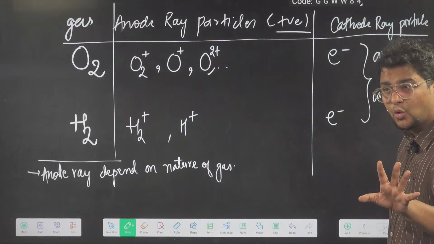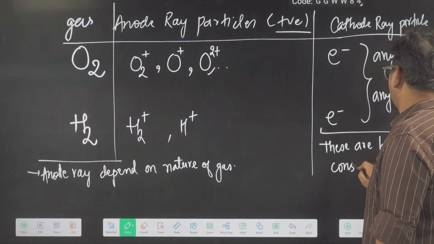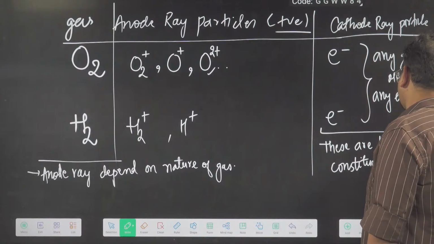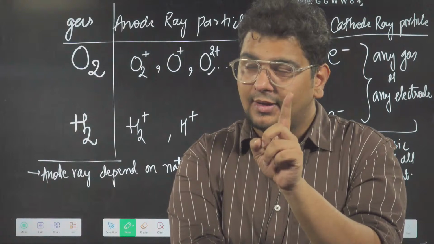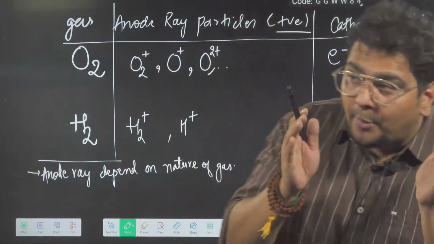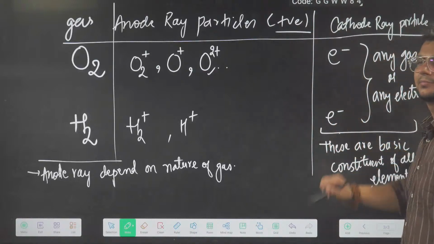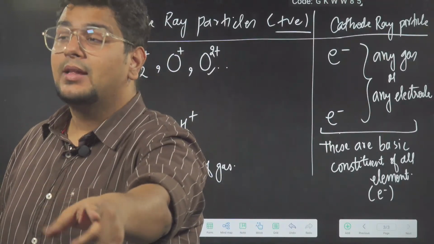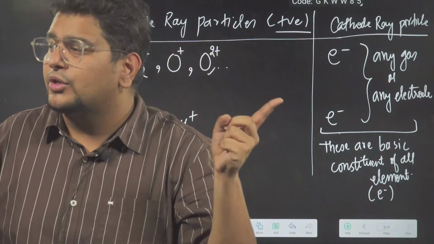So cathode rays are always electron. Any gas, any electrode. That means these are the basic constituent of all elements. Who are these? Cathode rays, electrons. See, I am changing the gas, the anode ray is changing. So the anode ray is not the same for all. It is not a basic constituent. It is not a common ingredient of all the elements. The common particle present in every gas, every electrode, every element is the electron. How can we prove it? Keep on changing gas, keep on changing metal. Cathode ray will never change. That means every single element in this world contains the cathode ray particle. So the cathode ray particle, that is electron, is a basic constituent of every element.